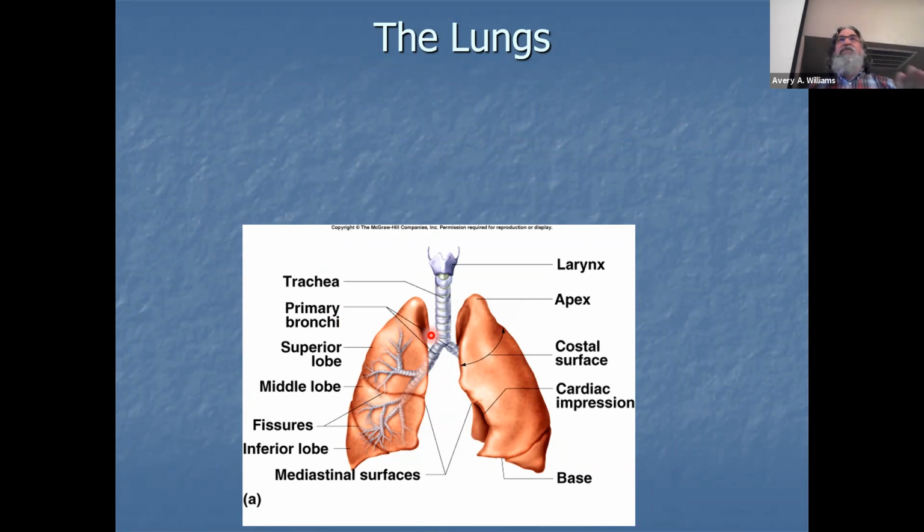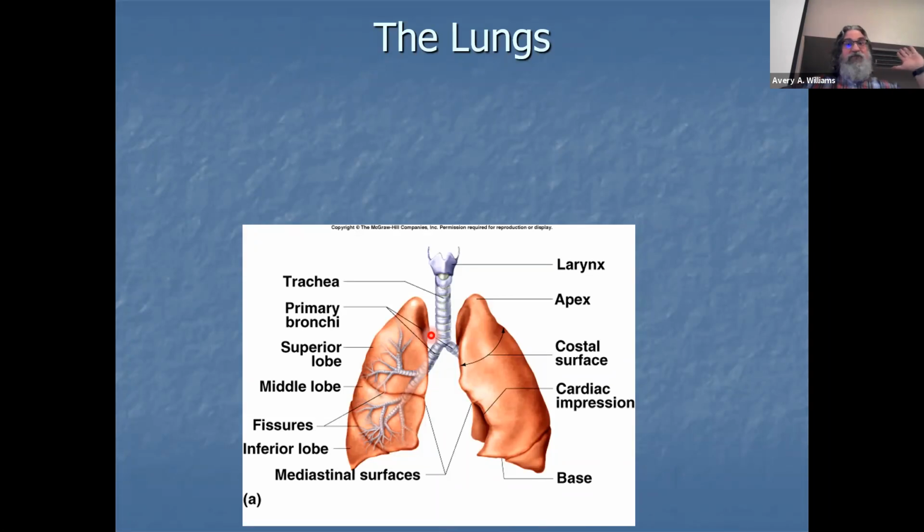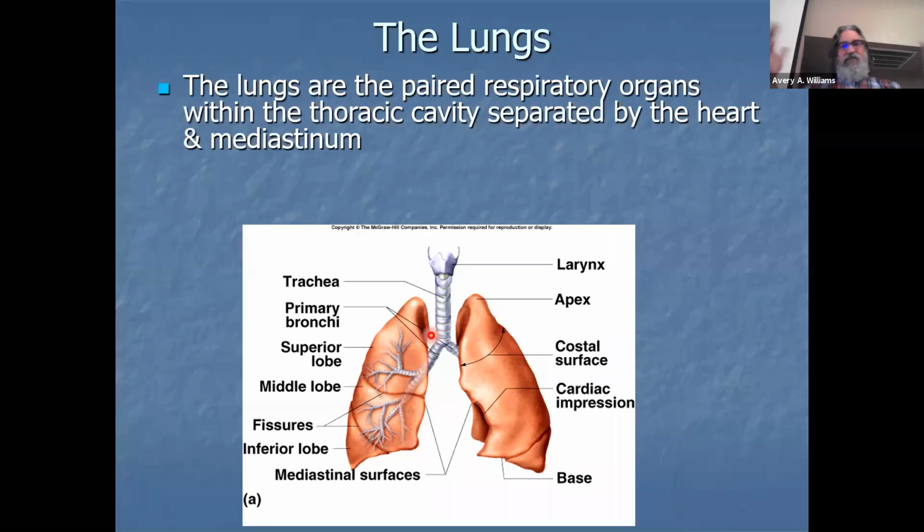Okay. Now we looked at the tree. Now let's back away from the tree. You have that expression, see the forest for the trees. Sometimes you've got to back away so you can see the whole forest. So here we're going to look at the whole forest in the form of the lungs. Look at the gross anatomy of the lungs. We looked at the passageways in the lungs. Now you look at the entire lungs, the gross anatomy of the lungs.